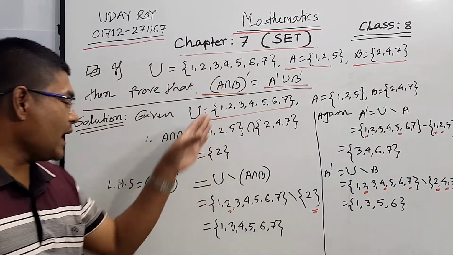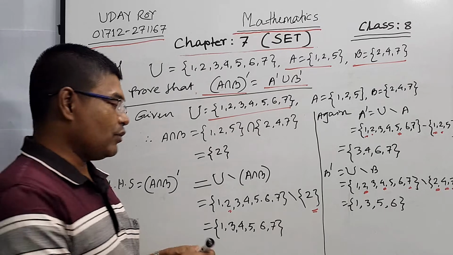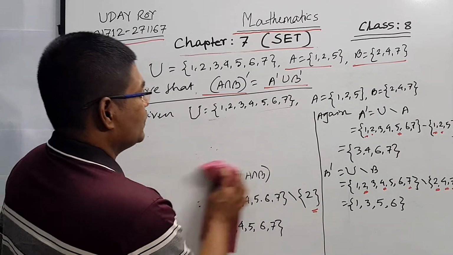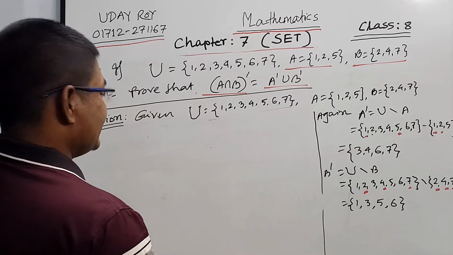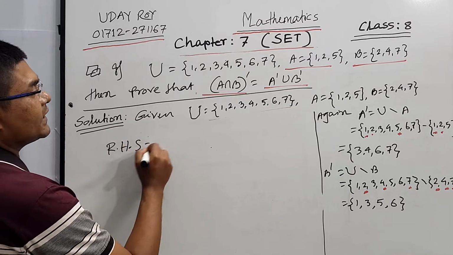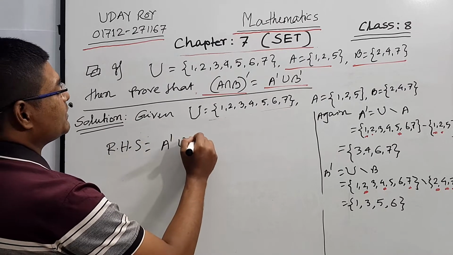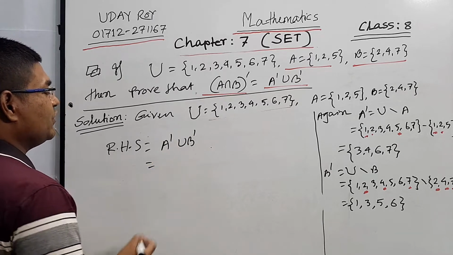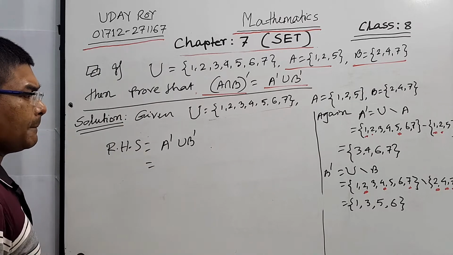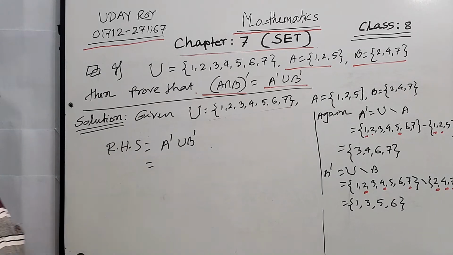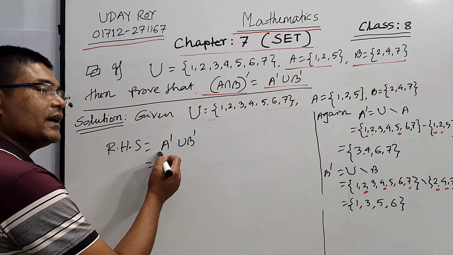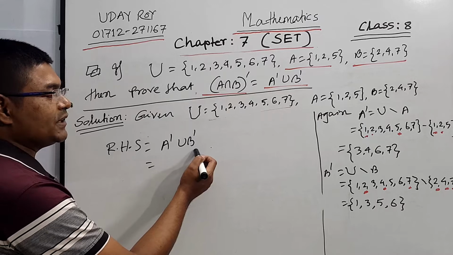Now, already we have done the left hand side. Now, right hand side. You have to find out right hand side. So, for right hand side, you have to write right hand side equal to complement of A union complement of B. Let's come back to right hand side. Complement of A union complement of B.